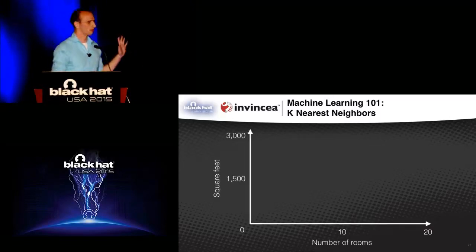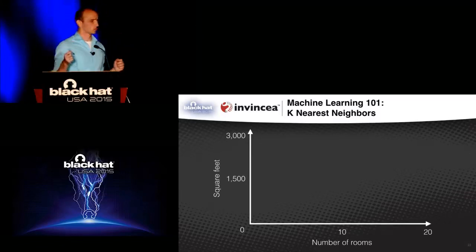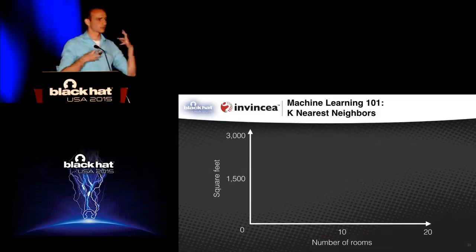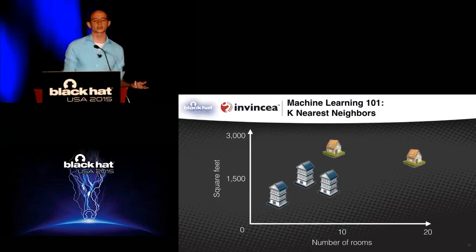And this is kind of a textbook example, just to get the idea. Imagine a graph where the x-axis is the number of rooms and the y-axis is the square footage in somebody's home, and you went around and asked a bunch of people, okay, how many rooms are in your home, what's the square footage, and do you live in an apartment or a house? And then you graphed those points.